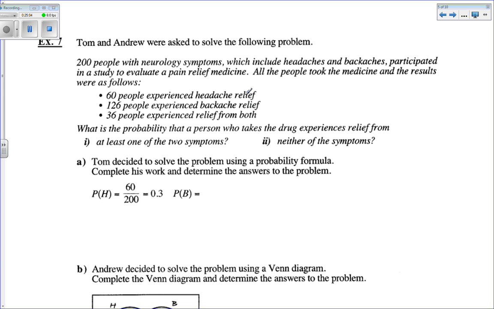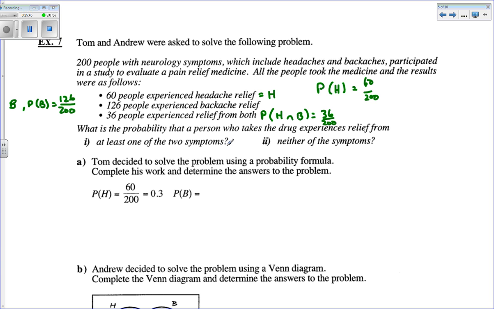60 people experienced headache relief, so we're going to call that event H. So the probability of event H is 60 out of 200. 126 people experienced backache relief, so we're going to call that event B, and the probability of B is 126 out of 200. 36 experienced relief from both, so this is the probability of a headache and backache being cured, and that's 36 out of 200.